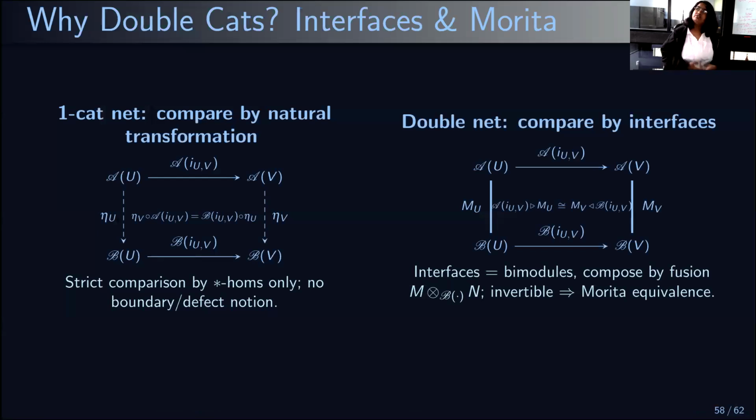So another reason why I think double categories are good is that you get to see the complete interface of how these algebras are behaving with each other. Through these bimodules, because you can compose them, we can have the notion of Morita equivalence live much more naturally as part of this double category construction. Whereas in a one-categorical construction, we could have this natural transformation thing. It's not that we can't have a Morita equivalence, it's just that it would be much more convoluted than it is in a double categorical setting.